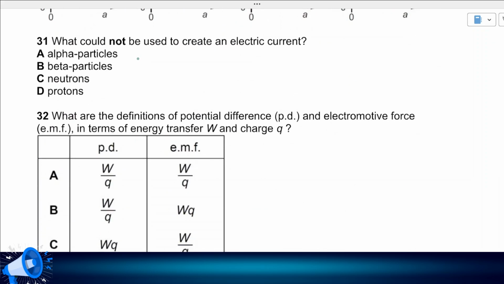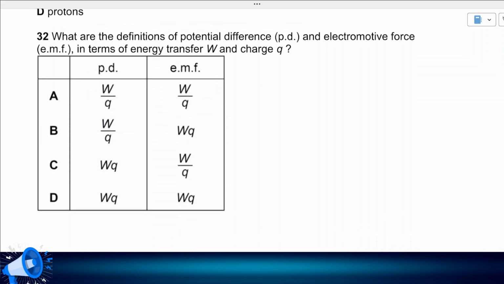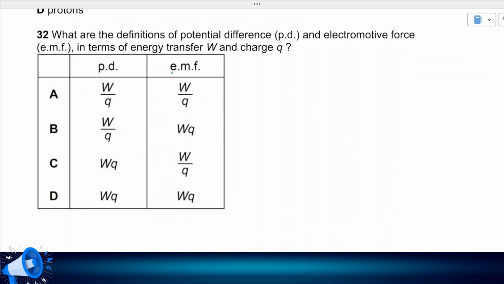Which one of these could not be used to create the electric current? Neutrons, because they have no charge. The charged particles can. Potential difference and EMF.